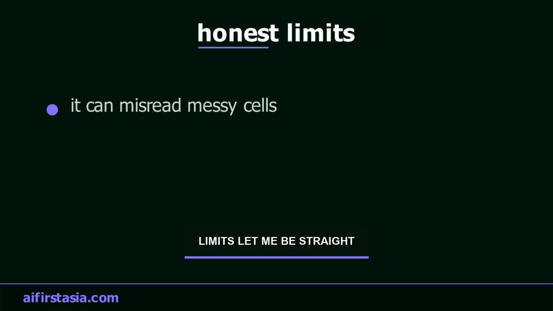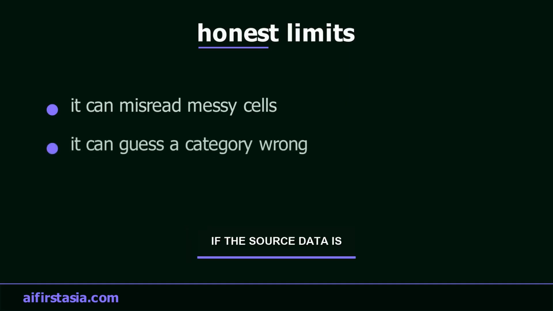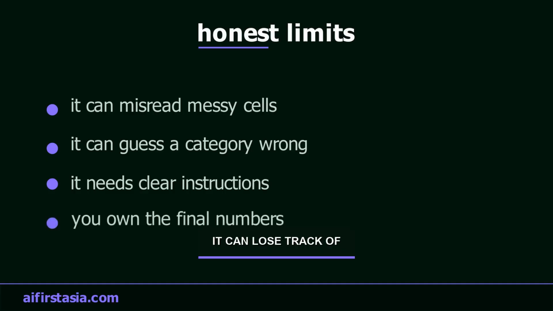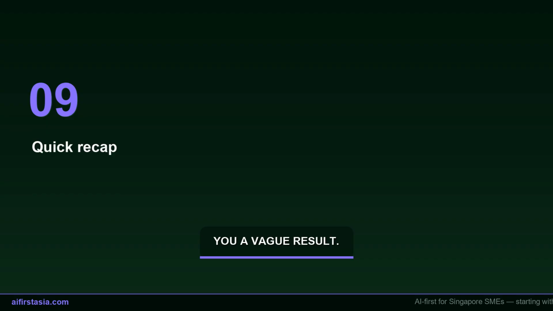The honest limits: let me be straight about where this does not work perfectly. If the source data is genuinely ambiguous, the AI has to make a judgment call, and it might guess differently than you would. It cannot know a fact that is not in the file or that you have not told it. On a very large or very unusual file, it can lose track of a detail, which is another reason you check. And it is only as clear as your instructions, so a vague request gets you a vague result.